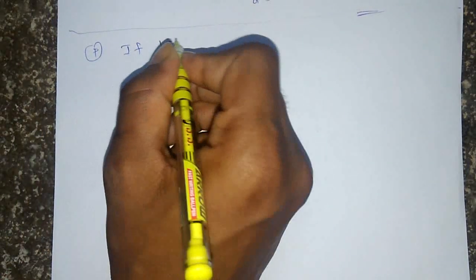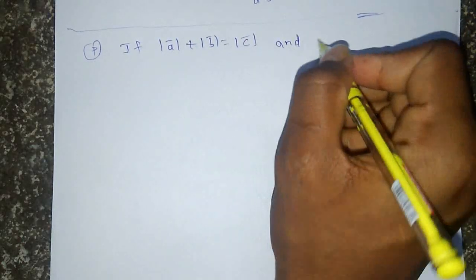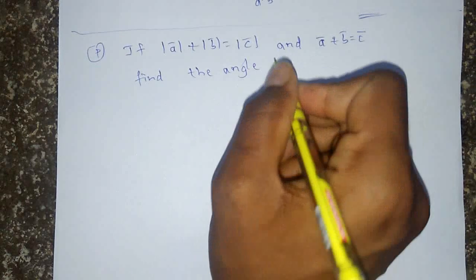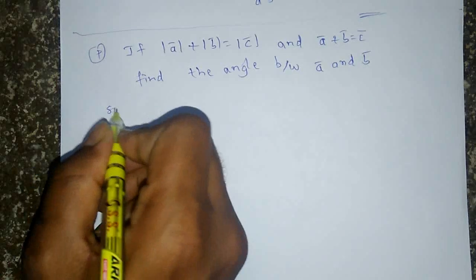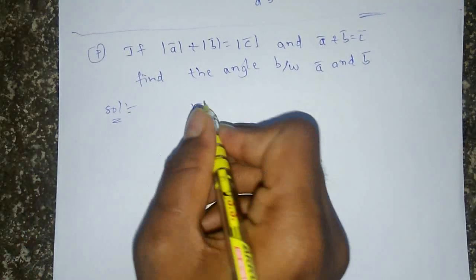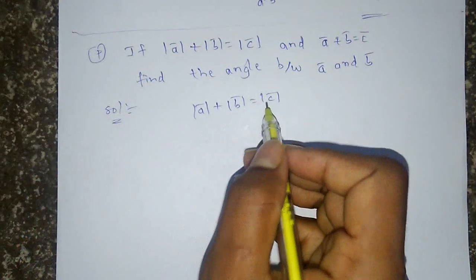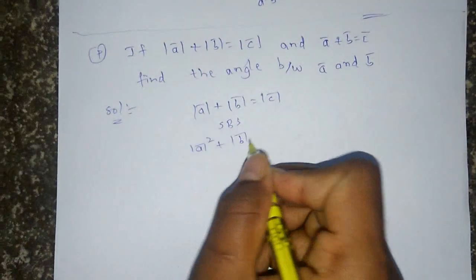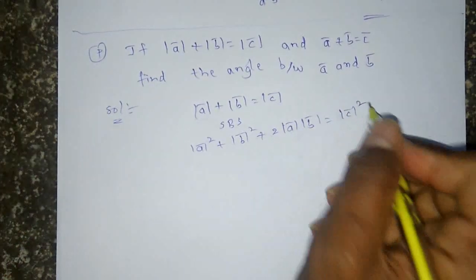Next problem: if |a| + |b| = |c| and a + b = c, find the angle between a and b. So the first condition is |a| + |b| = |c|, and these are all magnitudes. If you square on both sides, you will get |a|² + |b|² + 2|a||b| = |c|².